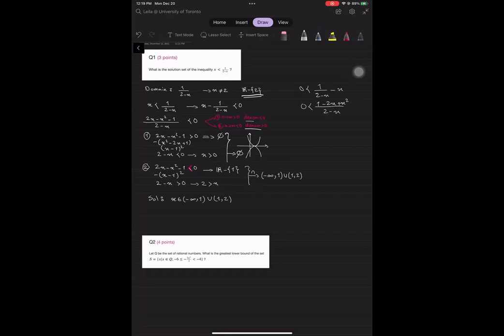The set isn't empty because these two cases are different from each other. So basically, it's not the intersection of those two cases, it's the union of them.